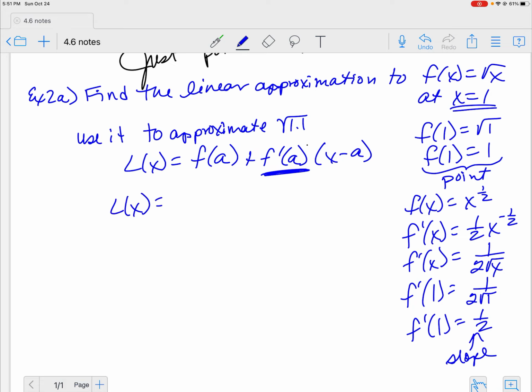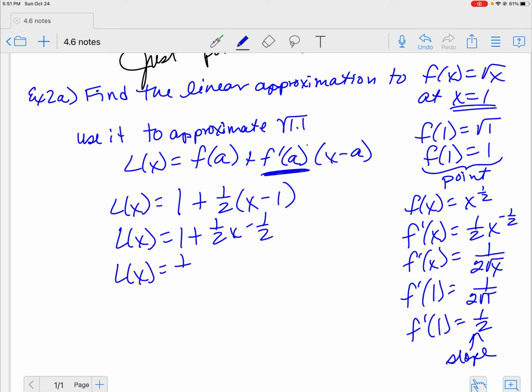So L of x is equal to 1 plus this 1/2 times x minus 1. So clean that up. L of x is equal to 1 plus this 1/2 x minus 1/2. And I'm going to write my slope up front just because it's nicer to look at slope-intercept form that way. Right? Okay. So you have L of x is equal to 1/2 times x plus 1.